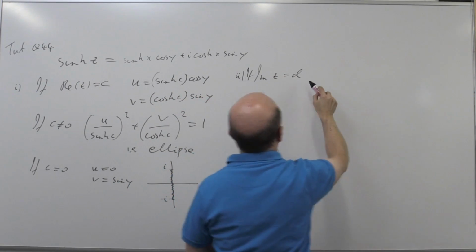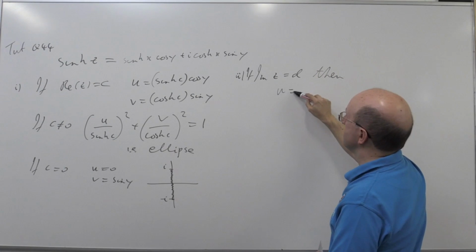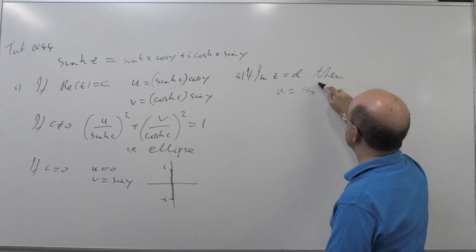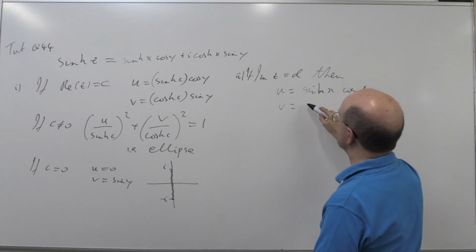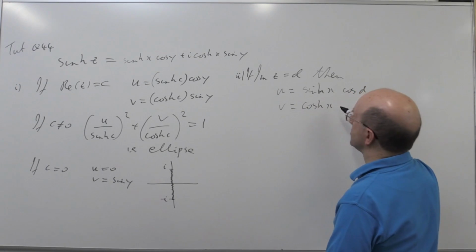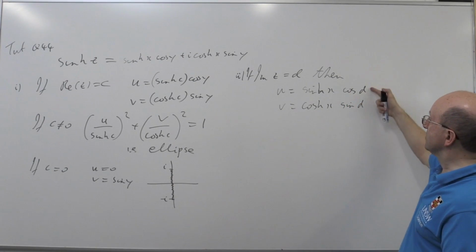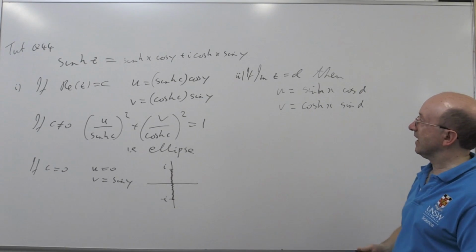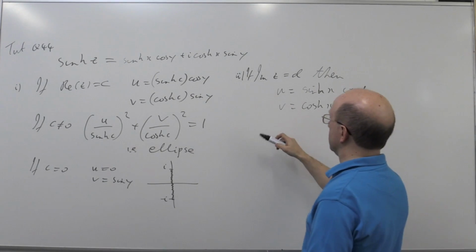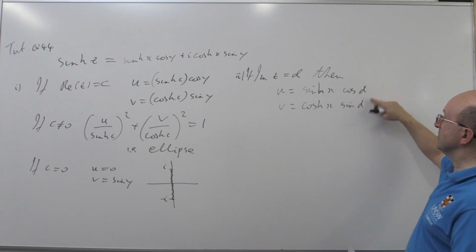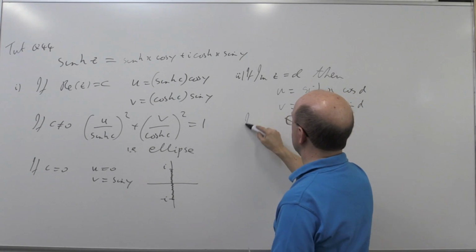So, the imaginary part is constant at d, then u is, what have we got here? We've got sinh x cos d, v is cosh x sin d. Now if the cosine and the sine are neither of them 0, we can divide through by them and square and subtract using the hyperbolic Pythagoras identity, and we get a hyperbola, part of a hyperbola, which part will depend on whether the cosine and sine are positive or negative. And we don't want to go through all the details of that.